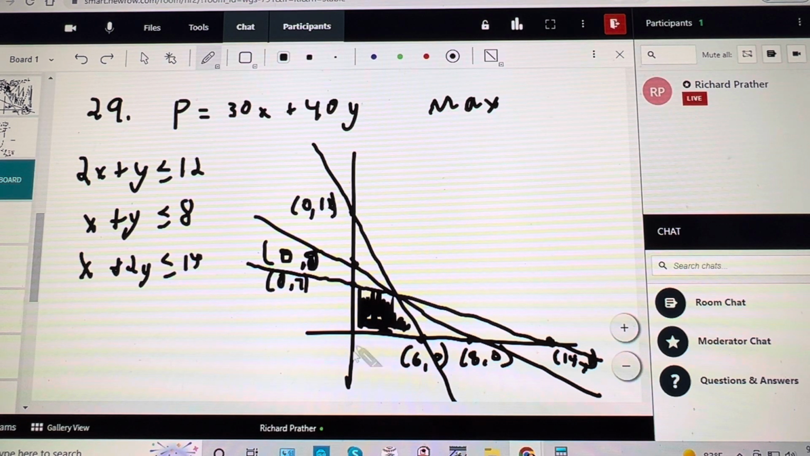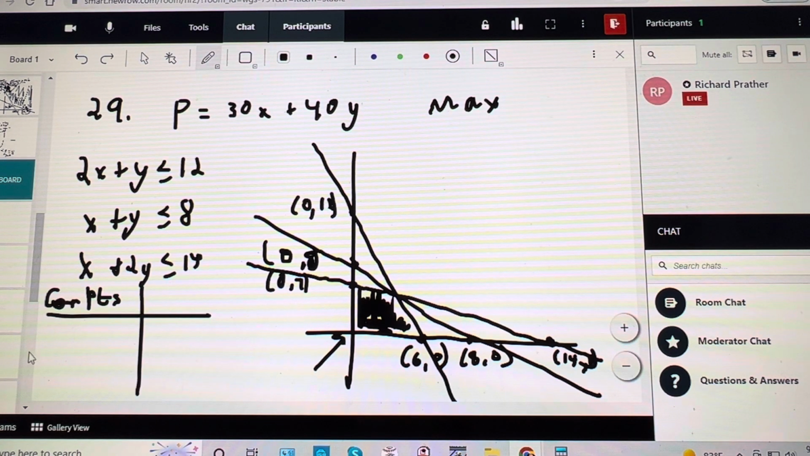And often when 0, 0 is a corner point, then that's when they don't care about minimums, because obviously that's the minimum. So we've got three or four corner points. There's definitely 0, 7 and 6, 0.